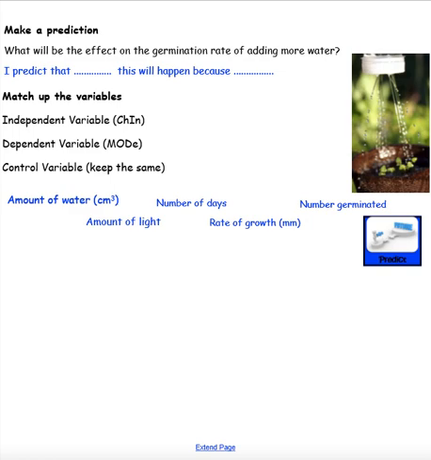So how do you think the amount of water will affect the germination of our seeds? Make a prediction. I predict that more water, less water. One of those values of water will give us the most or maximum germination, and why do you think that?